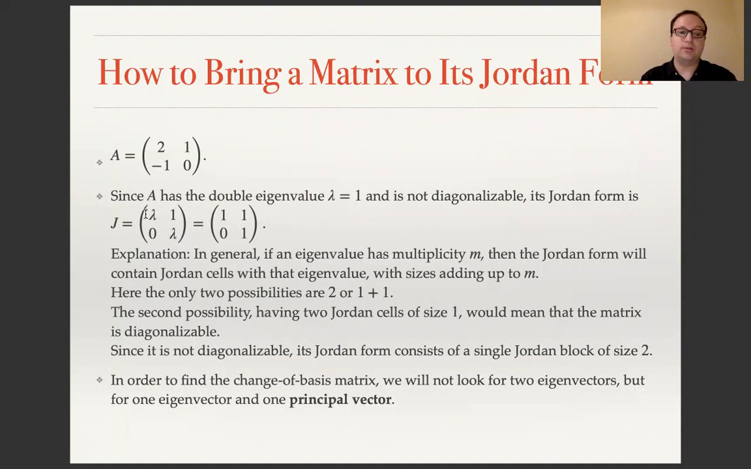So a Jordan block of size 2 is lambda, 1, 0, lambda. Since this is a 2 by 2 matrix, this is all there is to it. There is no room for anything more. And the eigenvalue is 1, so the Jordan form will be 1, 1, 0, 1.